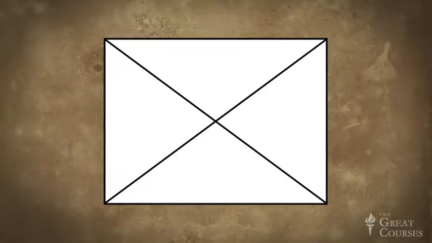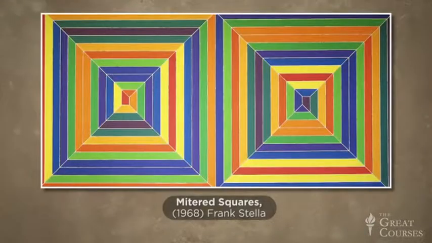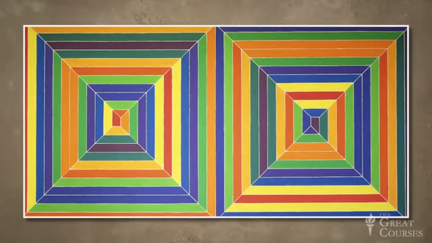And this relates directly to Frank Stella's mitered squares, which we looked at briefly in an earlier lecture. Try looking at the left rectangle and seeing it as a deep room. Simultaneously, try to see the right panel as a pyramid viewed from above, then switch. Then try and see them as two rooms, then two pyramids from above. Maze-like, no?